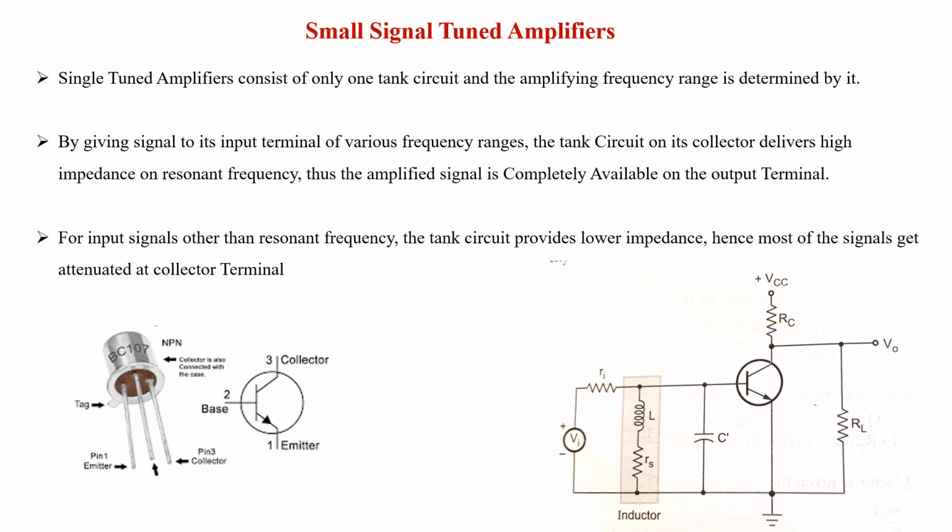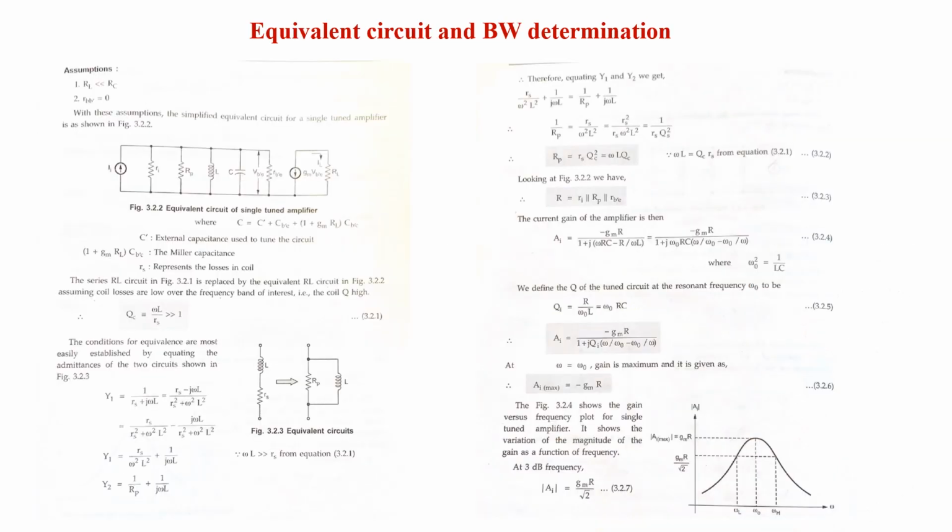If you see the figure, you have a transistor that is connected to the signal for amplifying purposes. For input signals other than the resonant frequency, the tank circuit provides lower impedance. Hence most of the signal is attenuated at the collector. For our reference, I have given the pin configuration on the slide.